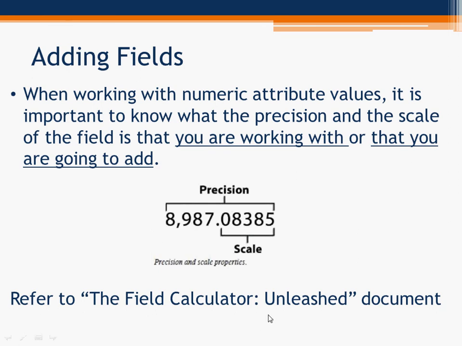But again, referring to the Field Calculator Unleashed document is really going to help you, and this same exact example is within that document. If we were going to do a much smaller number, say the largest number we would store is 999, so that would be 3 digits, or 999.25, then we would have a precision of 1, 2, 3, 4, 5, 6 with a scale of 2. So again, that's just an example, and we'll see that as we work throughout the demo.